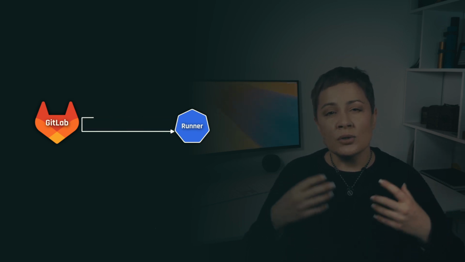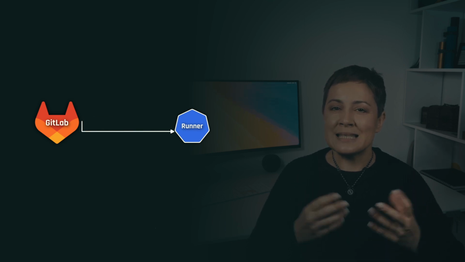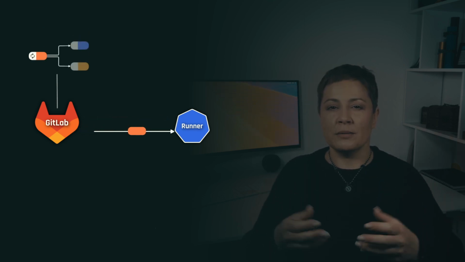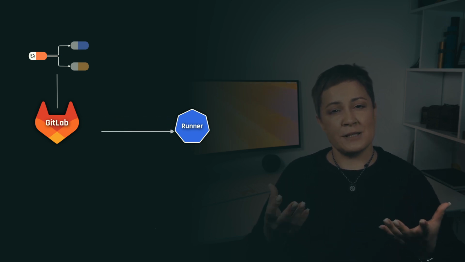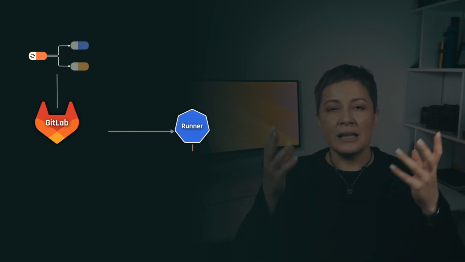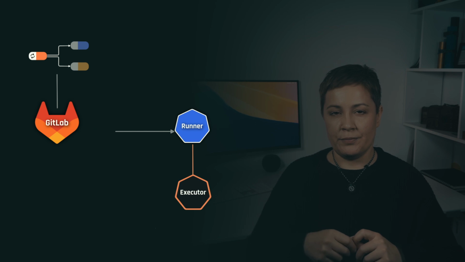Before we get hands-on, let me quickly explain how GitLab Runner actually works. Once the GitLab Runner starts, it connects to the GitLab instance and begins its main task, continuously polling for new jobs. Whenever a new pipeline is triggered, GitLab responds by sending a job specification to the runner. The runner then takes the specifications and spins up a new executor to run the job.